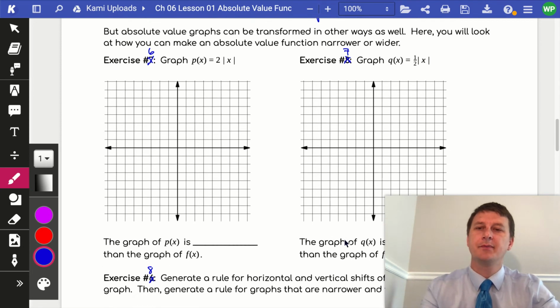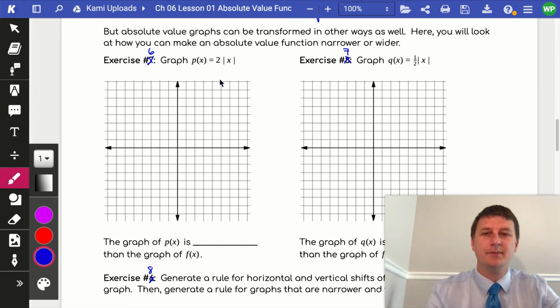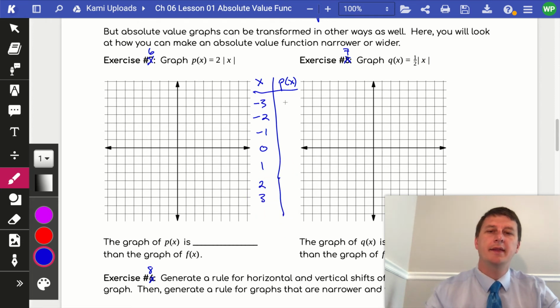So in exercise number 6, it says to graph p of x equals 2 times absolute value of x. So let's start off like we did with all the others, and let's make a table. In our table, we'll use our standard -3, -2, -1, 0, 1, 2, 3 x values. Then to get our p of x values, we want to substitute this x value in for the x up there.